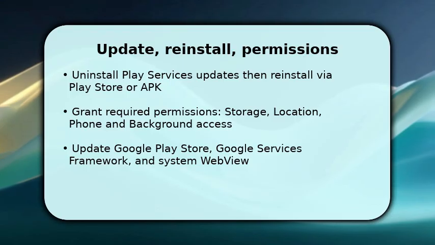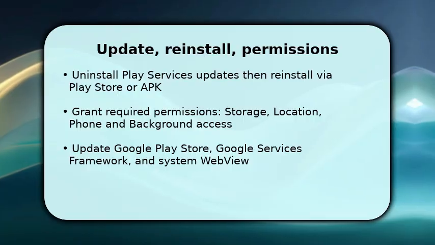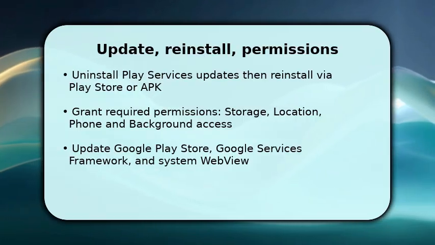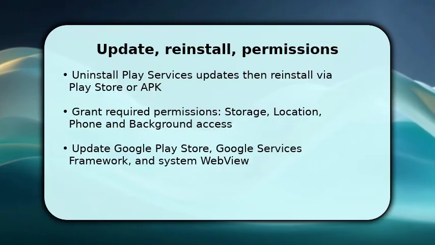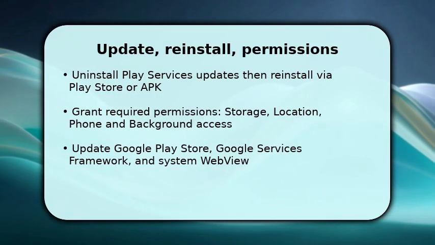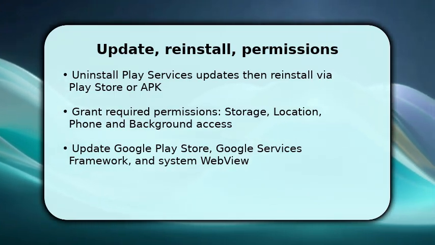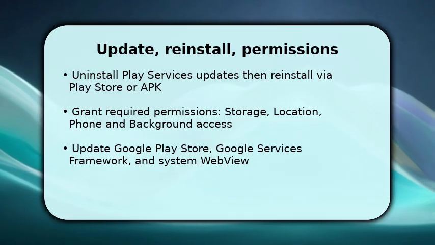If clearing data didn't hold, uninstall Google Play Services updates from the app page, then reinstall the latest stable version via Play Store or a reputable APK matching your CPU and Android version. Make sure you grant all required permissions: storage, location, phone, and background access, because missing permissions can crash the service.